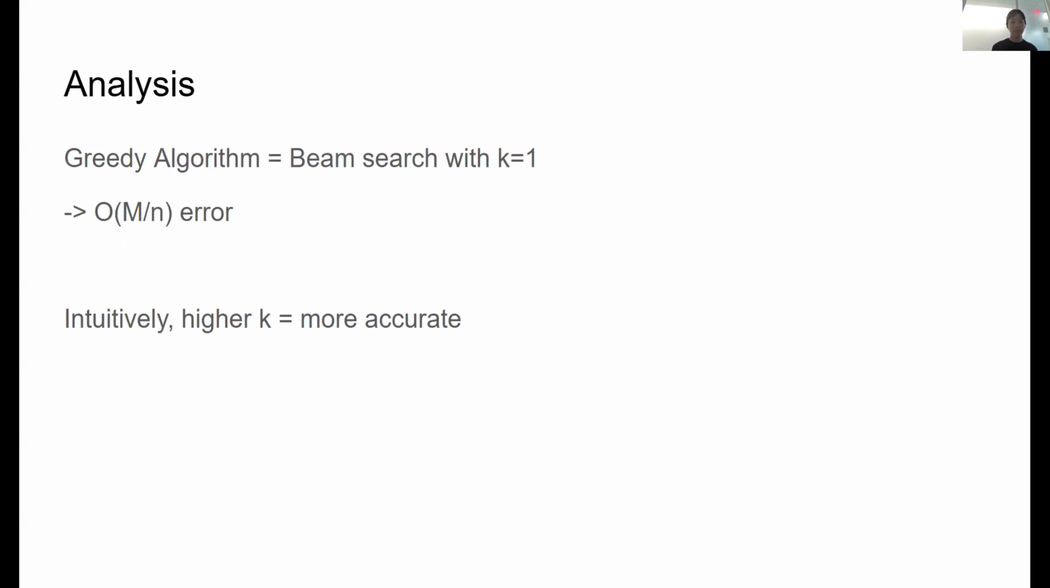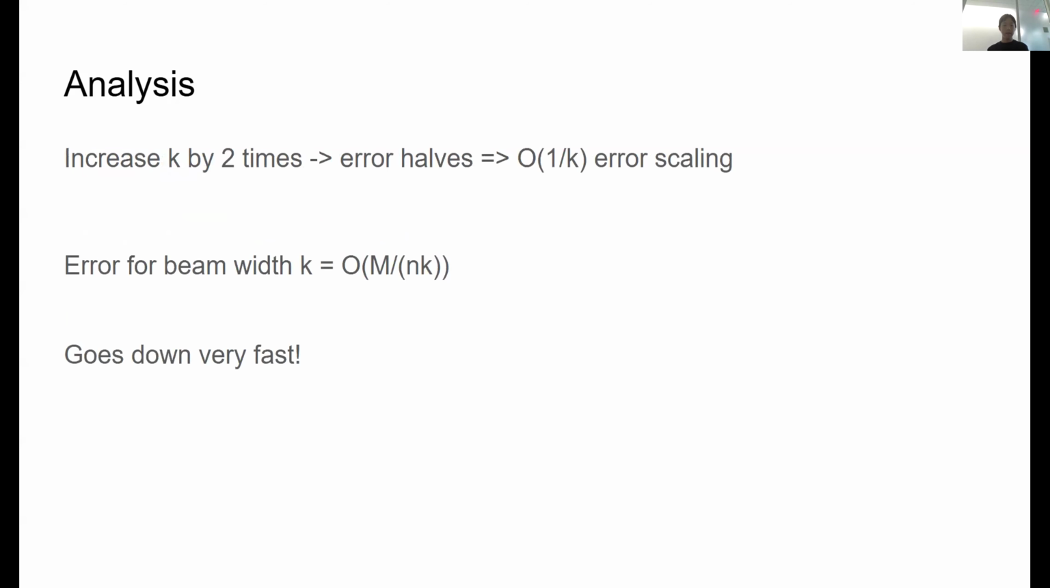The greedy algorithm is equivalent to beam search with k equals 1, because beam search is a bunch of greedy algorithms, and the greedy algorithm is proven to have an O of m over n expected error. Intuitively, if you increase k, you'll get lower error. In this case, if you increase k by 2 times, the error will halve, and you get inverse linear error scaling. So this goes down extremely fast.